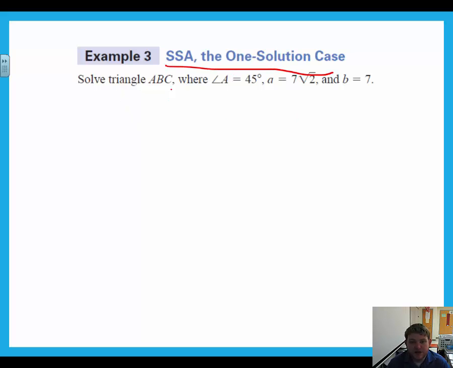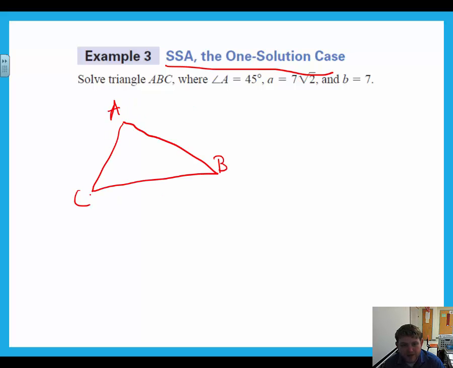So solve the triangle ABC where angle A, so let's draw a triangle first. We've got capital A, capital B, capital C, which means we've got lowercase a here, lowercase b, lowercase c. Angle A is 45 degrees. Side A is 7 radical 2, and side B is 7.